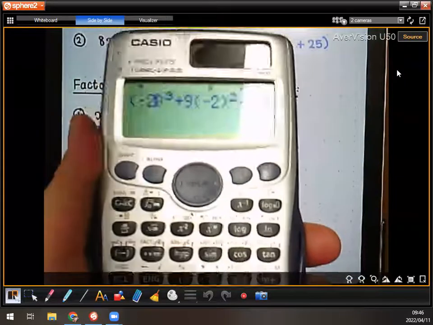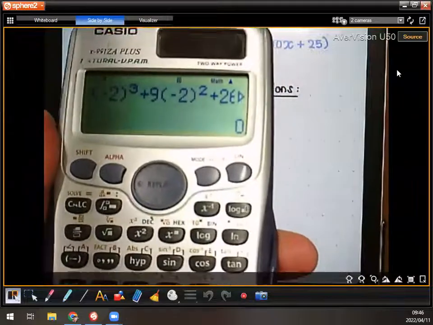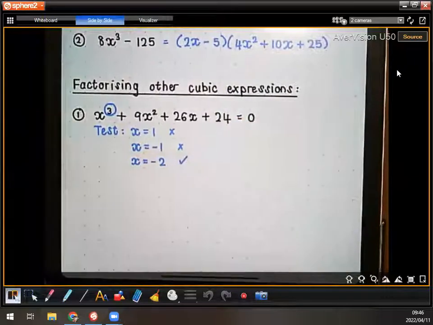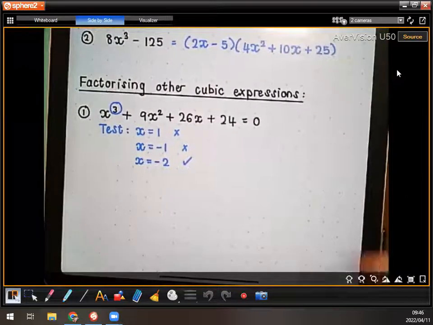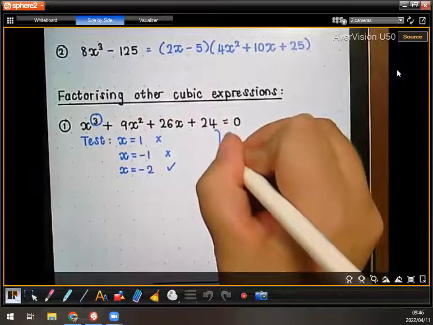But you can decide, right? You can do 2 first if you want. There we go. Right, when x is -2, the equation is equal to 0. So that is the first solution of this equation. I'm just going to write here.